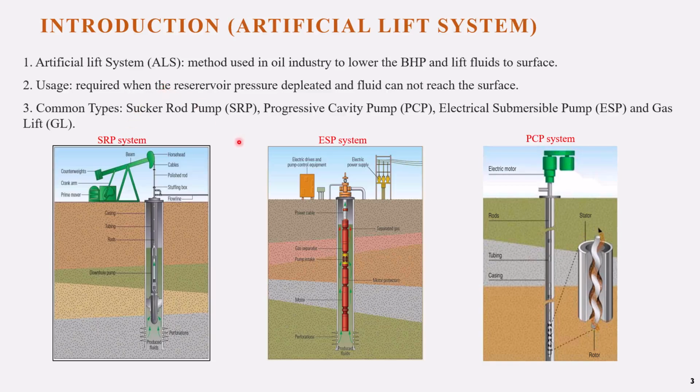Artificial lift system is a method used in the oil industry to lower the bottom hole pressure and lift fluid to the surface. We use artificial lift systems when the reservoir pressure is depleted and cannot reach the surface. There are many types of artificial lift system in the world, but the common types are the sucker rod pumping system, progressive cavity pump, electrical submersible pump, and gas lift. Those pictures show three lift types and how they look, with a surface unit at the surface and the downhole unit at the downhole for the three lift systems.